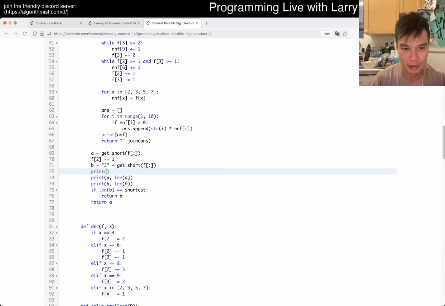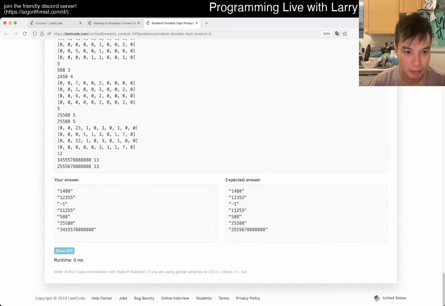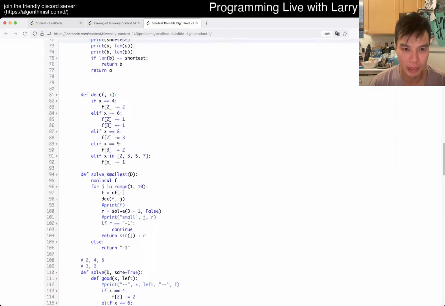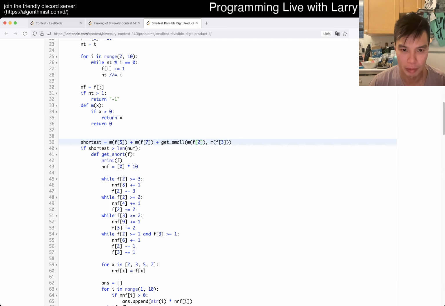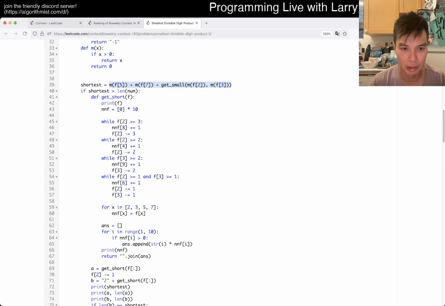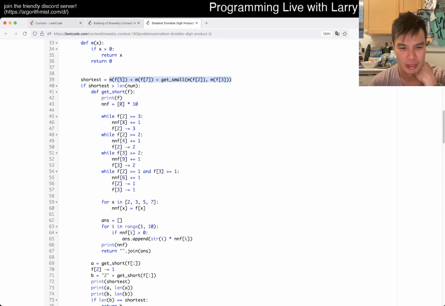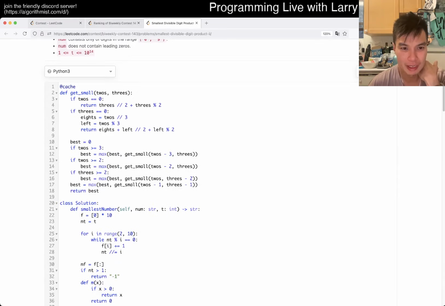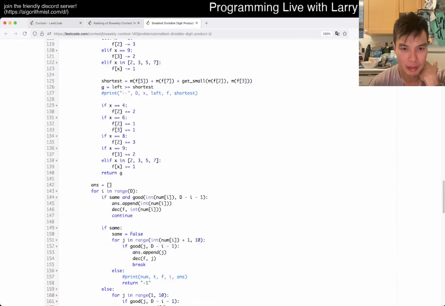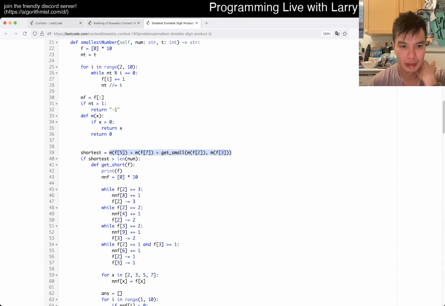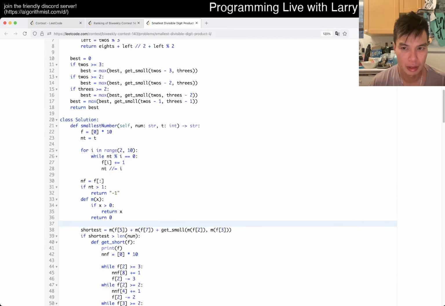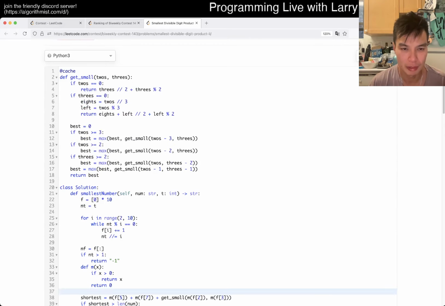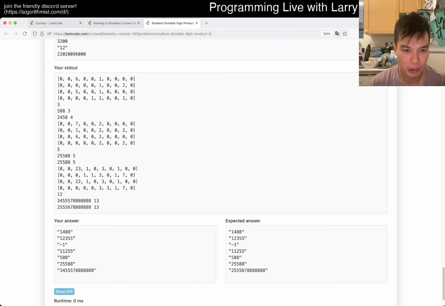I'm so confused. What is shortest? 12 is the shortest, so maybe my shortest math is just wrong. So maybe there's something wrong with this. What number am I forgetting? 1, 2, 3, 4, 5, 6, 7, 8, 9. Actually, I don't know. It's my shortest math. Five and seven's right. No, that should be right. So is this wrong? Why do I have 12 for this?